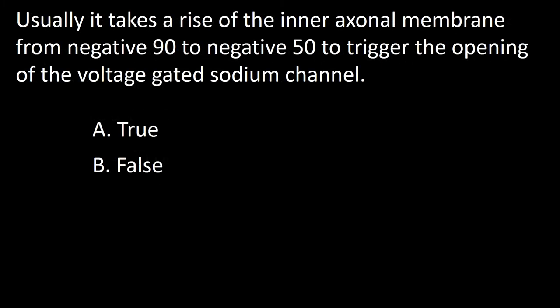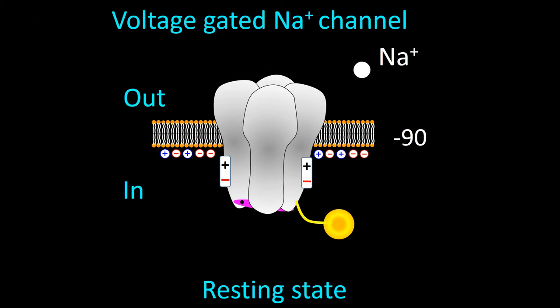Next question. Usually it takes a rise of the inner axon membrane from negative 90 to negative 50 to trigger the opening of the voltage-gated sodium channels. A true, B false. At rest, the inner surface of an axon membrane is minus 90 and the activating gate is closed. Remember that the soma of the neuron is minus 70, but the axon membrane potential is minus 90. At about minus 50, the channel in the axon membrane will open.